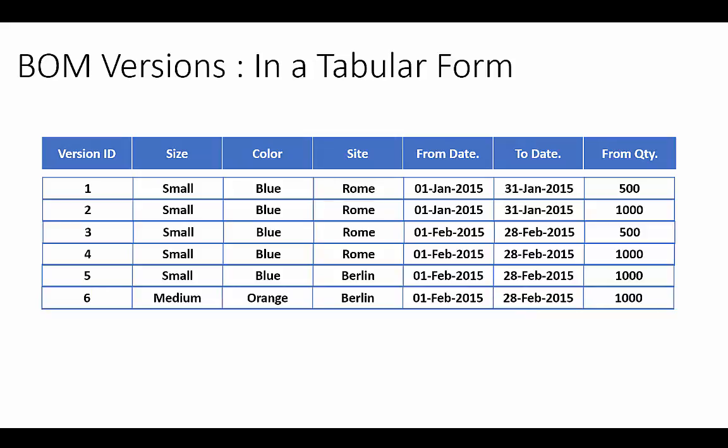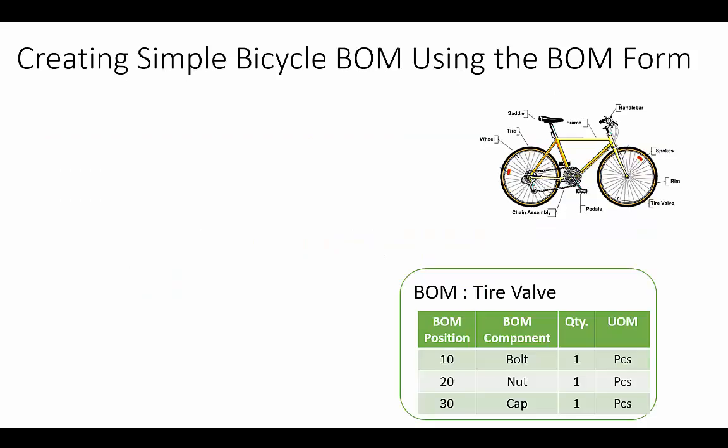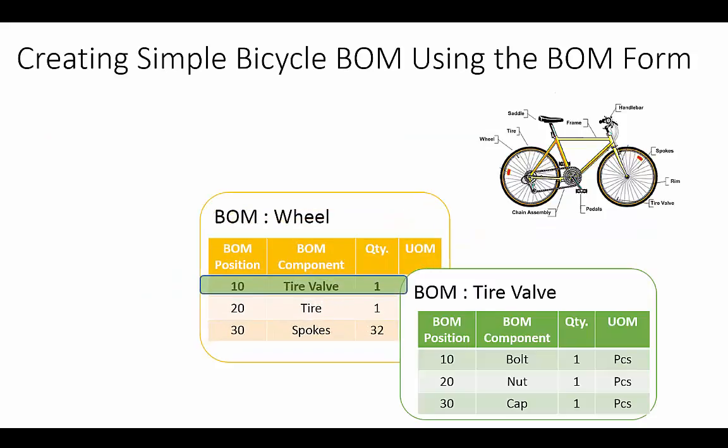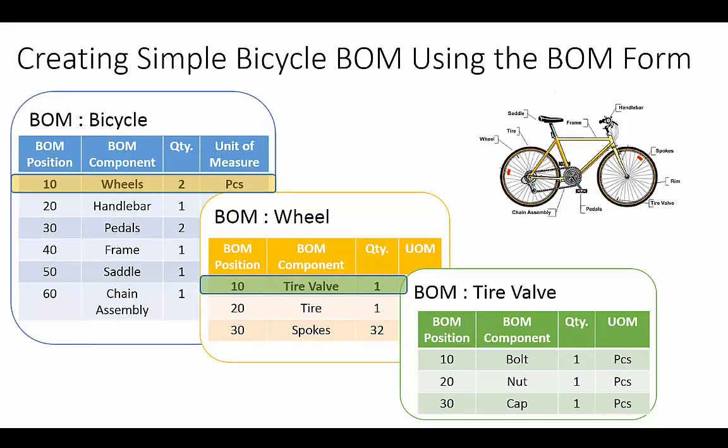Using a different set of components, notice that though here we have taken an example of size and color product dimension, if configuration is an active product dimension, then we can also create different versions for different configurations. Earlier we created the BOM for the tire valve, wheel and for the bicycle using the BOM form or a BOM designer form. Now we will create the item specific BOM directly for the bicycle product from the release product form, but before that we will also understand the significance of BOM approval and BOM activation.